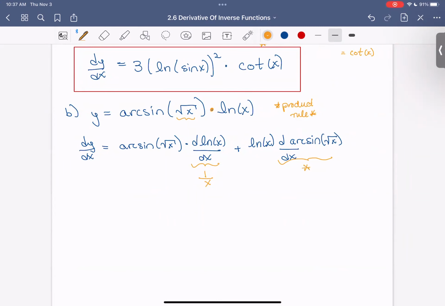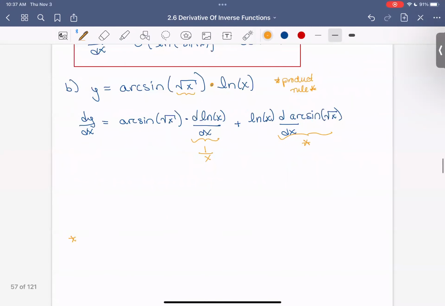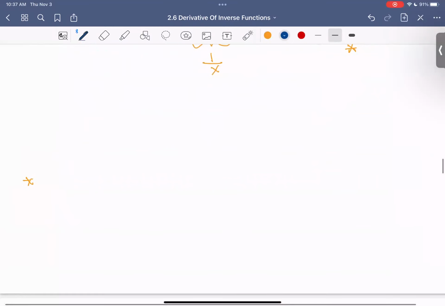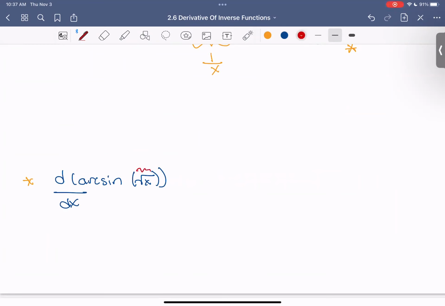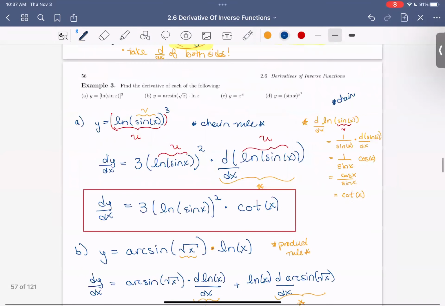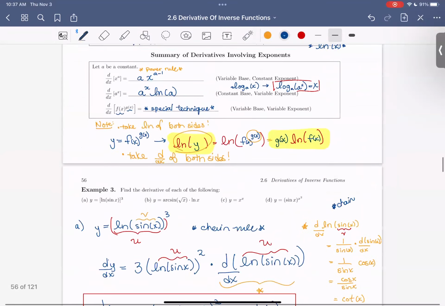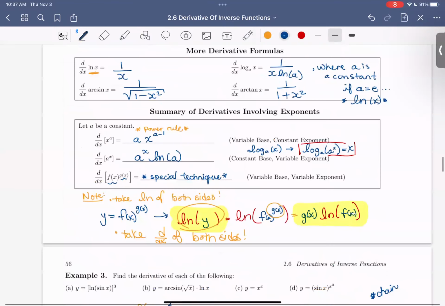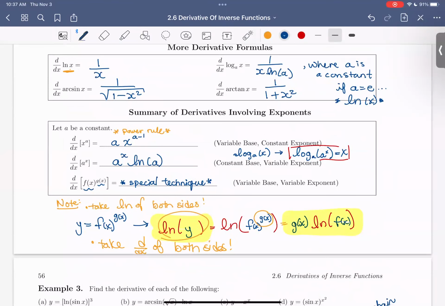I'm going to put a star and I'm going to compute it down here so we have more room. So we're looking at the derivative of arc sine of root x with respect to x. So we can recognize this as a composition here. So our inside function u is root x. So to compute the derivative, we need the derivative of arc sine. So where would we find that? Back up here in our notes. Derivative of arc sine of x is 1 over square root of 1 minus that x. So let me write that down for us.